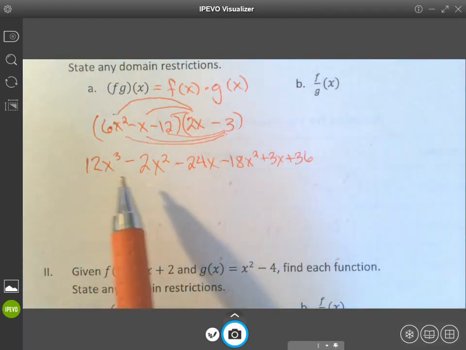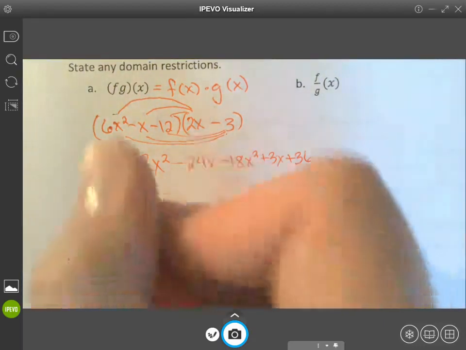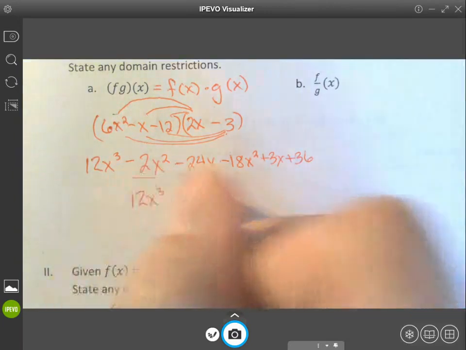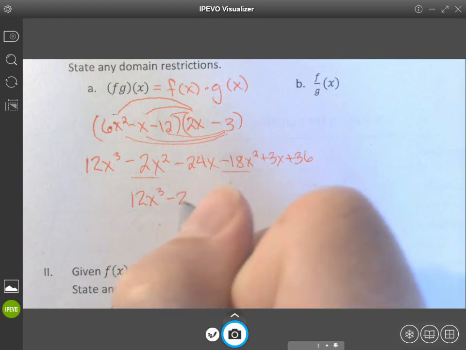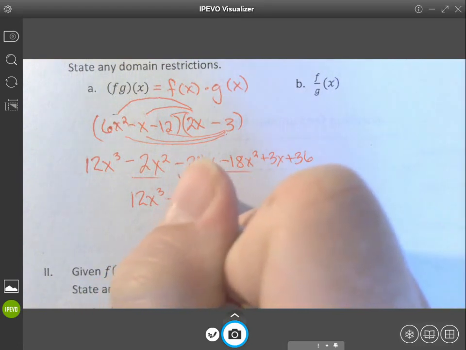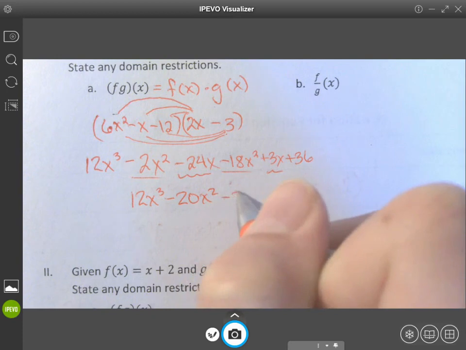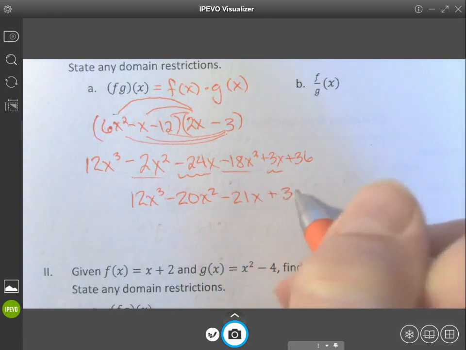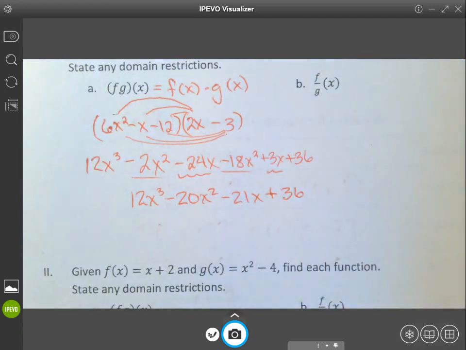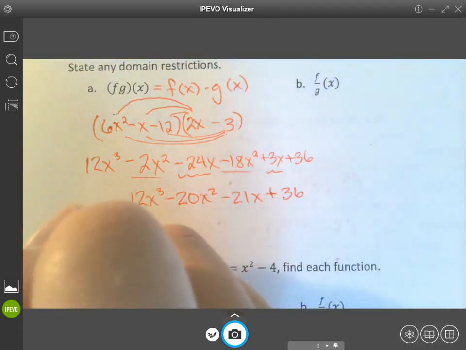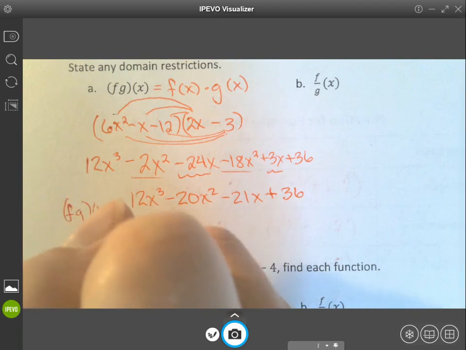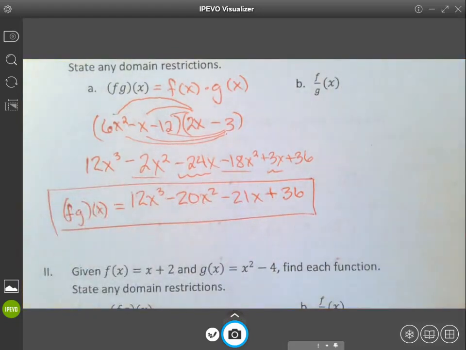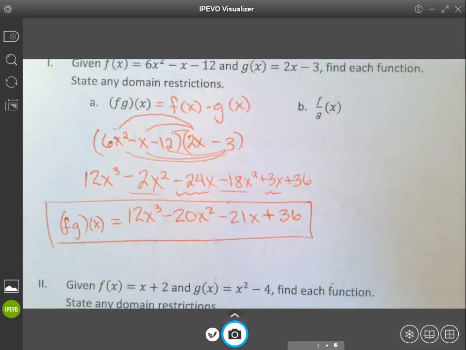Okay, now that it's distributed, I'm just adding like terms. Highest power, 12x to the third. Then what? Negative 20x squared. Then my x to the first, minus 21x, and then what? Yeah, and that's considered my constant, the plus 36. Okay, final answer, function notation, f times g of x. There you go. Okay, now we have division.